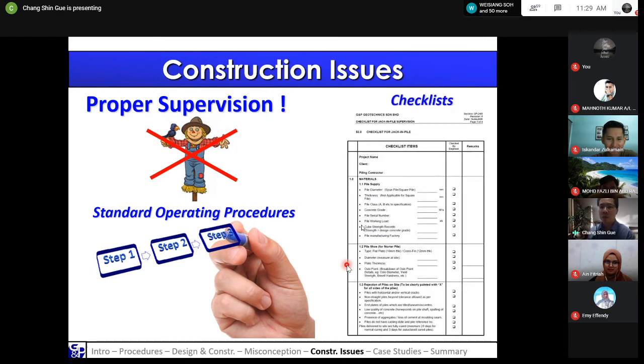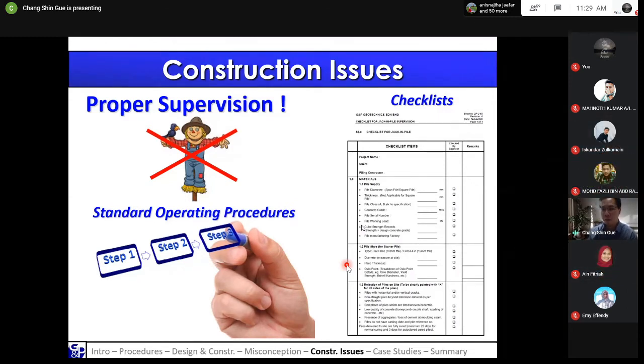And most useful is to have checklists, because we engineers or site supervisors are still humans. We may still tend to forget some of the things. There may be mistakes. So if you have a proper checklist, then you won't miss out any points. You can tick things that you've checked, you can take it off. So with a proper checklist and following standard operating procedures, that is how to carry out proper supervision.